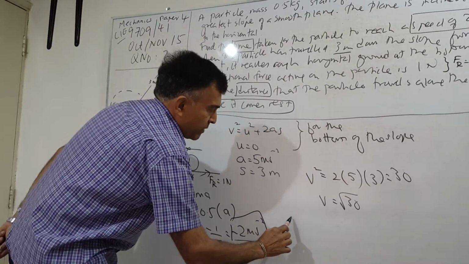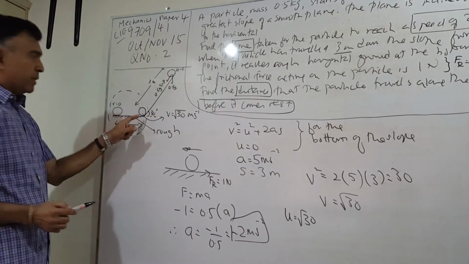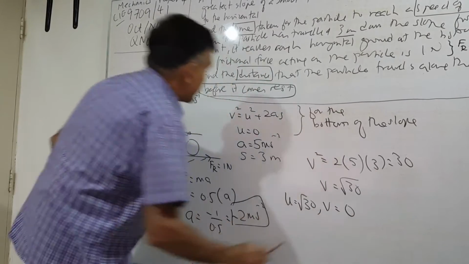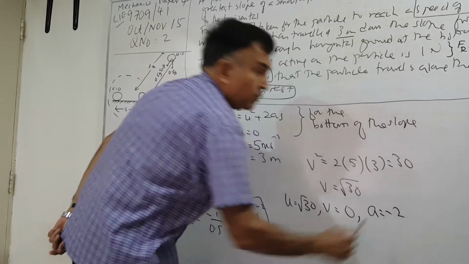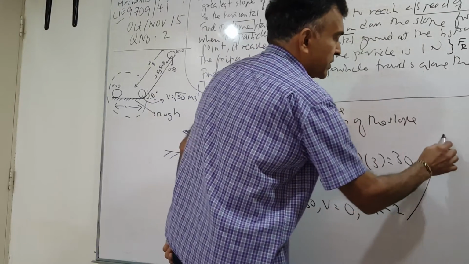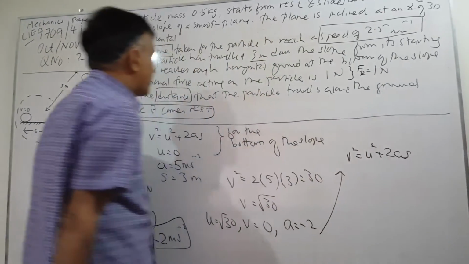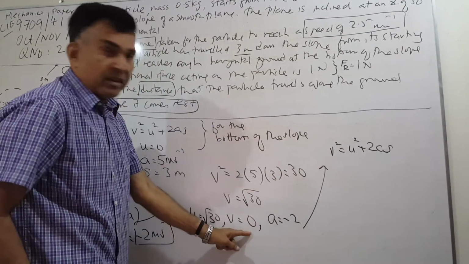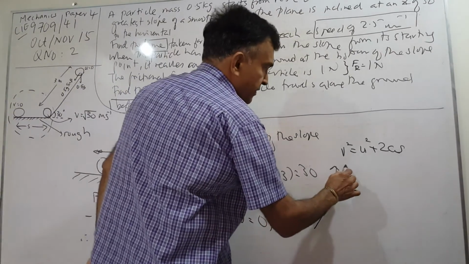Now I have my u, which is the square root of 30. Remember, this now becomes my initial speed. My final speed is 0 because it comes to rest. My acceleration is -2. So all I have to do is plug in the numbers. v squared equals u squared plus 2as. What are we trying to find? We are trying to find the distance. Remember, because it has come to rest, my final speed is 0.